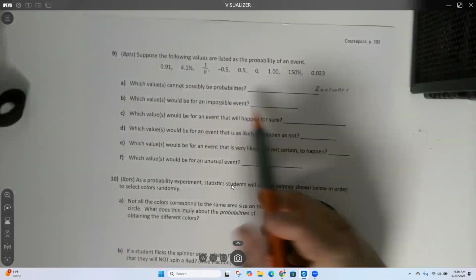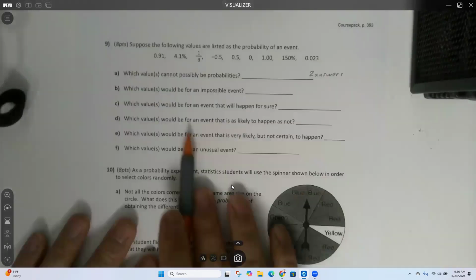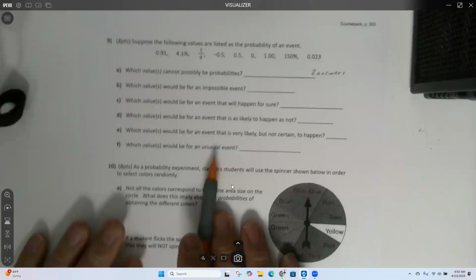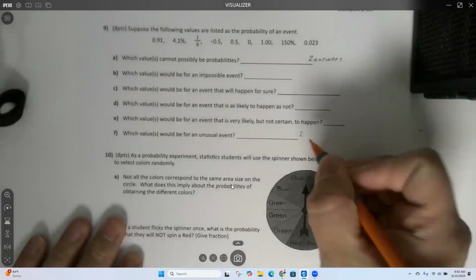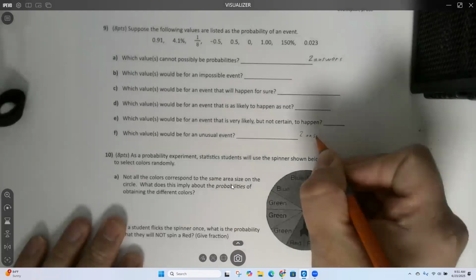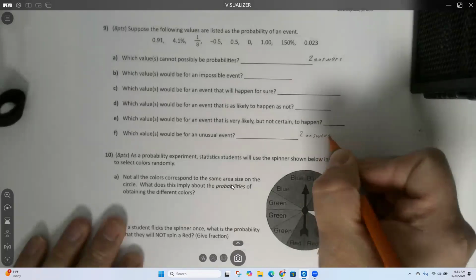Which value would be for an impossible event? Which values would be for an unusual event? Again, two answers for part F. Make sure you list both of them there as well. Okay.